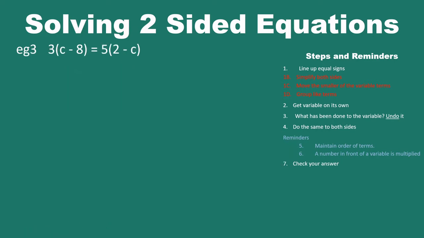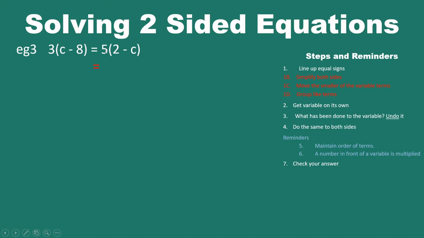Let's try another example, this time with brackets on both sides of this two-sided equation. We can see it's a two-sided equation. We've got the variable c on the left side and on the right side. We'll still start this the same way by lining up our equal signs. Then, step 1b, simplify both sides if possible, and it is. Although we can't do c minus 8 because they're not like terms, we can certainly expand the bracket through. So multiply the 3 by the c, 3c, and multiply the 3 by the negative 8, negative 24.